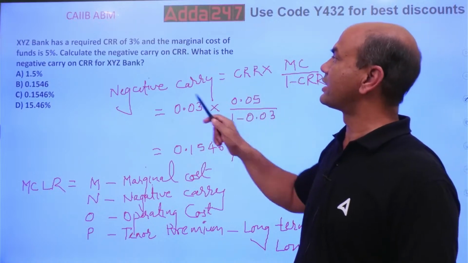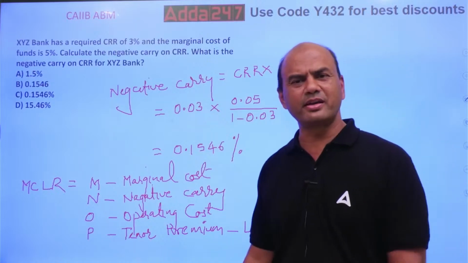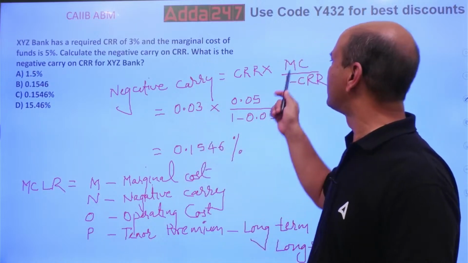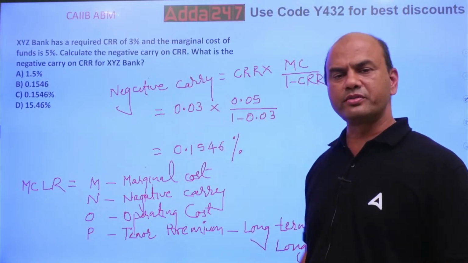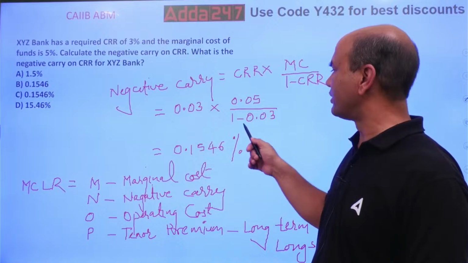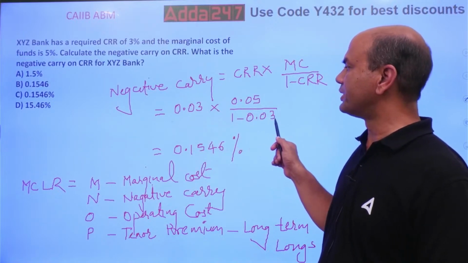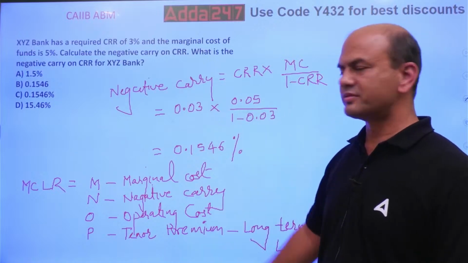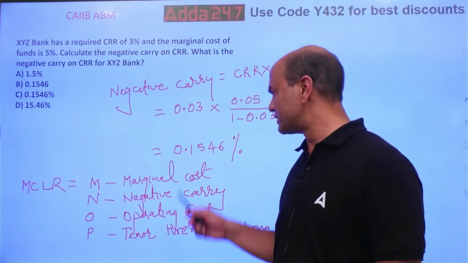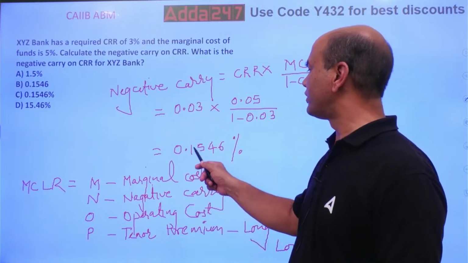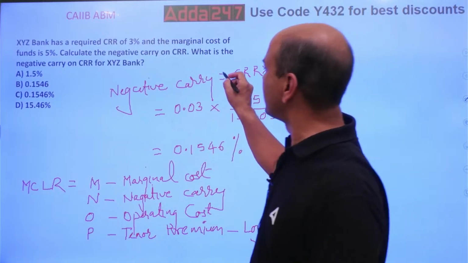So what is CRR given? 3%, so 0.03. Percent means divided by 100. 0.03 into marginal cost. What is given? 5%, so 0.05, divided by 1 minus 0.03. So solve this, everyone. Try this. You must get this answer as 0.1546, and this is in percentage, the negative carry percentage.